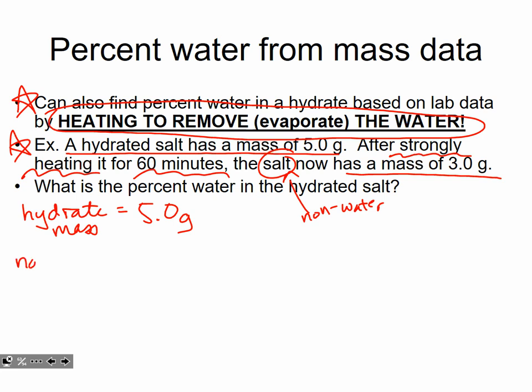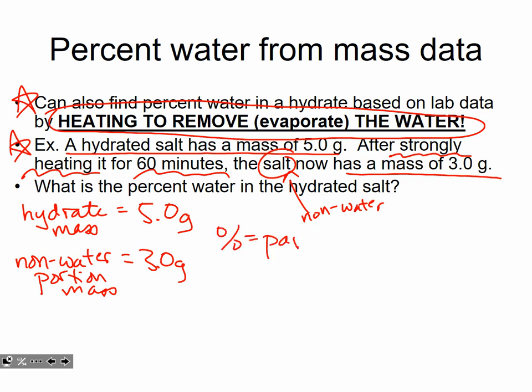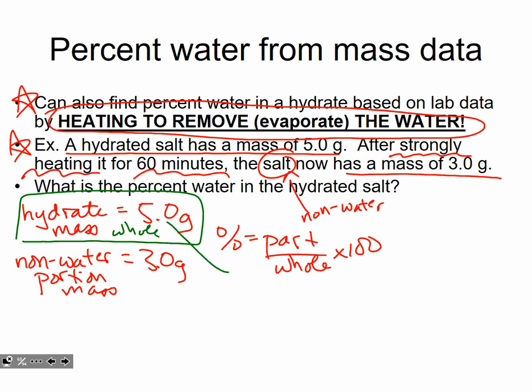So we know that the non-water portion has a mass of 3 grams. And it says, what is the percent water in the hydrated salt? Well, percent is still going to be part over whole times 100, because it's always that. We do know one of these numbers right now. We know that the whole thing, this is our whole, so the number on the bottom is going to be 5 grams. We want the part, and water is the part that we're interested in. The hydrated salt is the whole.